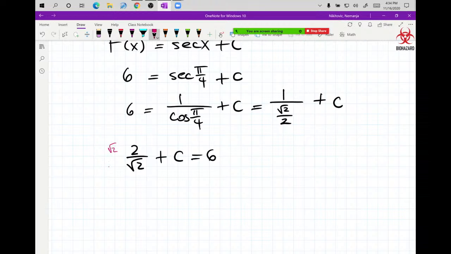So when you rationalize it, what is that? That's intermediate algebra, I think. You get 2 root 2 divided by 2, plus c equals 6, and c is equal to 6 minus root 2.